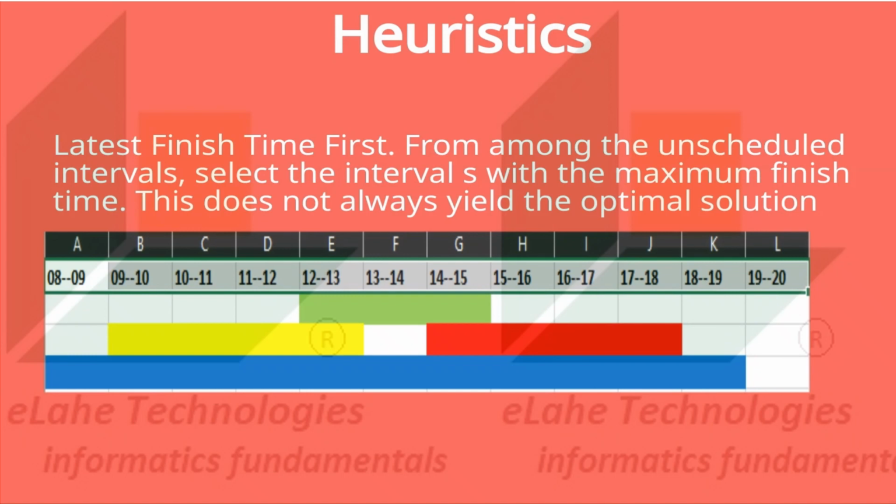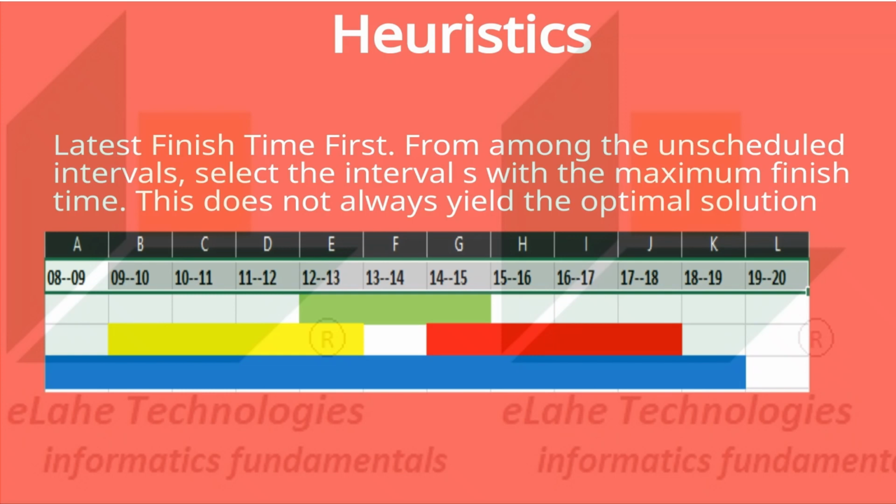Finally, we consider the latest finish time first heuristic. In every iteration, from among the unscheduled intervals, we select the interval S with the maximum finish time. Then we remove intervals intersecting with S from consideration. This does not always yield the optimal solution.